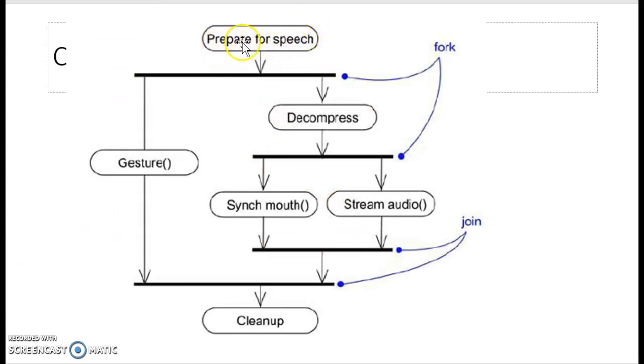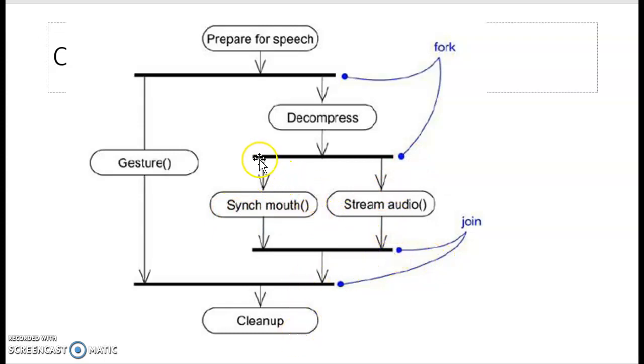Prepare the speech is an activity or action state, and it is being forked. This dark bold line shown over here shows the fork. The fork has been caused into gesture and decompress. Now again the decompress action is being forked into two parts, that is two methods, sync mouth and stream audio.